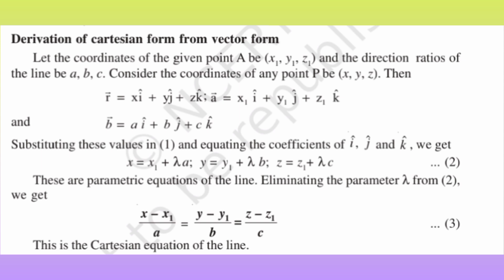If l, m and n are direction cosines of the line, the equation of the line is x minus x1 divided by l, is equal to y minus y1 divided by m, is equal to z minus z1 divided by n.